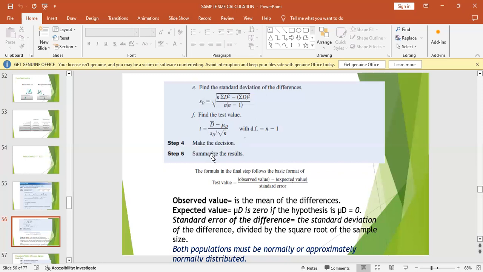Then we have to summarize the results. This is the test value. The test value is the observed value minus the expected value over the standard error. The observed value is the mean of the differences, while the expected value mu d is 0 if the hypothesis is mu d equal to 0. The standard error of the difference is the standard deviation of the difference divided by the square root of the sample size.